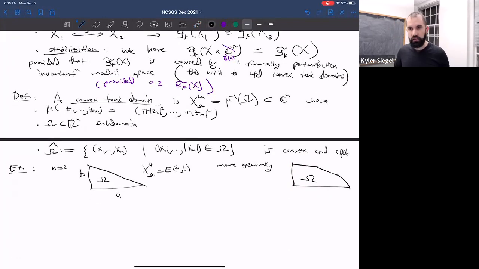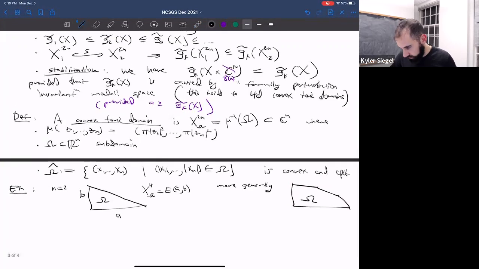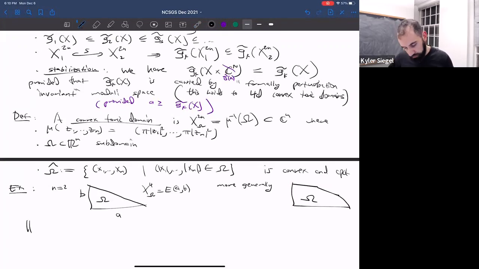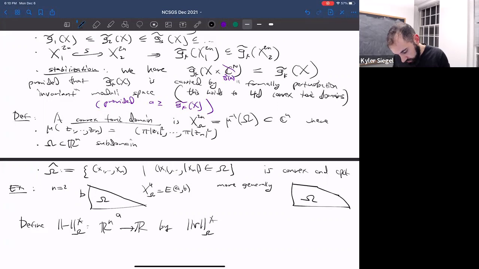Okay, and then there's another standard piece of notation. Associated to such a convex toric domain, we can define a kind of norm, or it's not quite a norm, but it's close enough to a norm for our purposes. Denoted like this, this is a norm or function defined by: the size of V is the maximal inner product of V with something in omega.